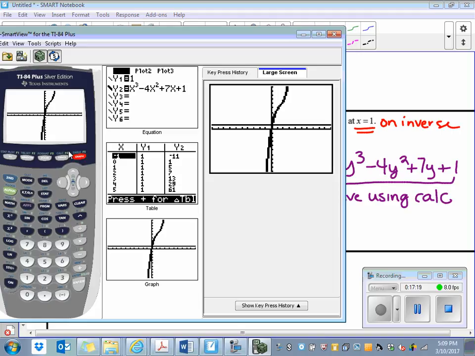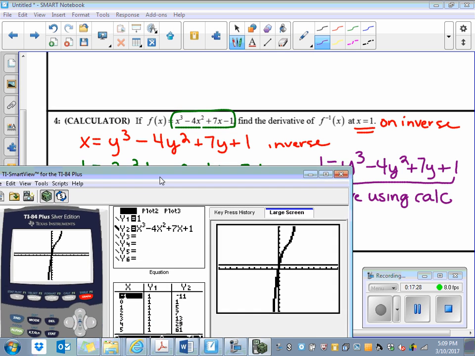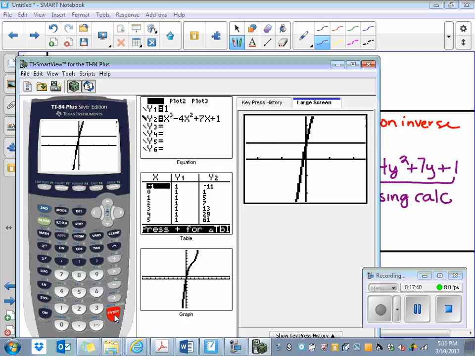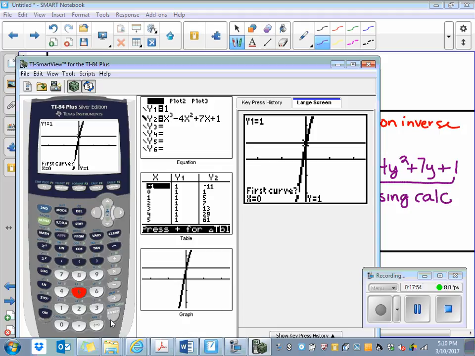Let's see. Zoom in a little bit. There's my y equals 1. There's my squiggly cube. And so I'm going to tell it to calculate, second, and the trace button to get to calculate the intersection. There's my first function. There's my second function. That is not where they cross. No, it's not.